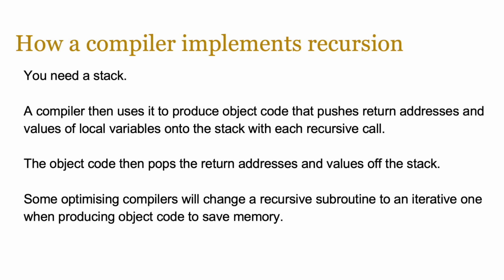The object code then pops the return addresses and values off the stack and often pushes the results back in. Some optimizing compilers will change a recursive subroutine to an actual iterative one when producing object code to save memory, because it knows that recursion is like iteration in a way. It will optimize the code and try to use iteration instead of recursion to save the use of the stack and use RAM instead. And that's a clever way of getting around that problem of stack overflow.